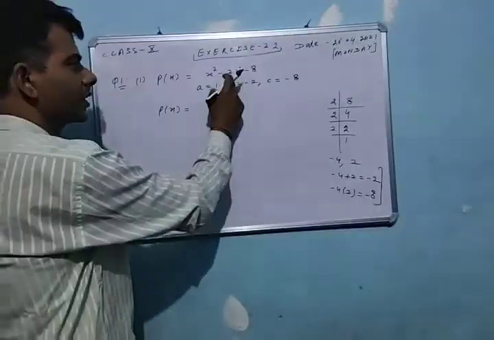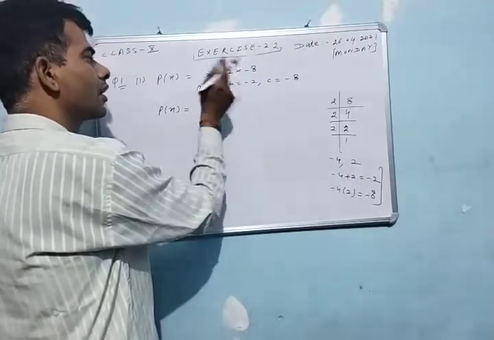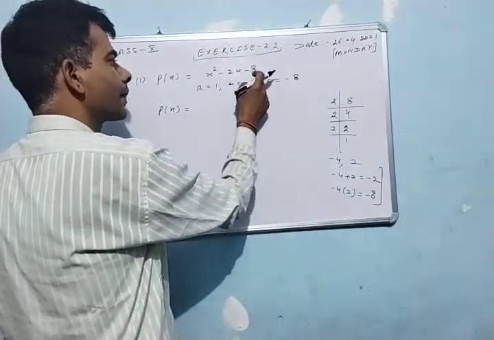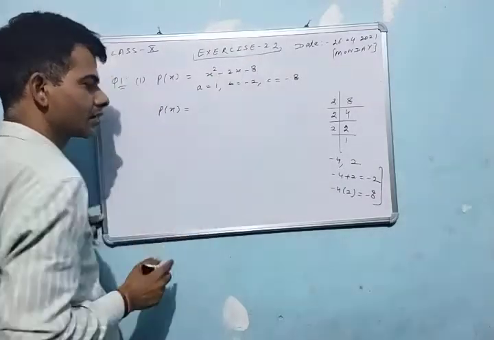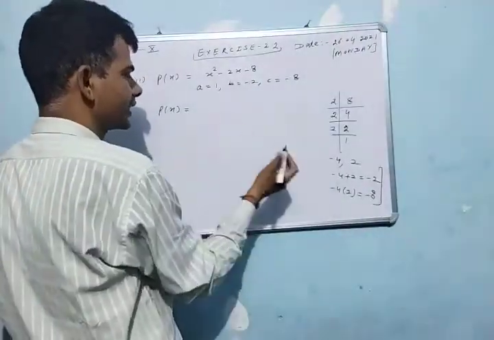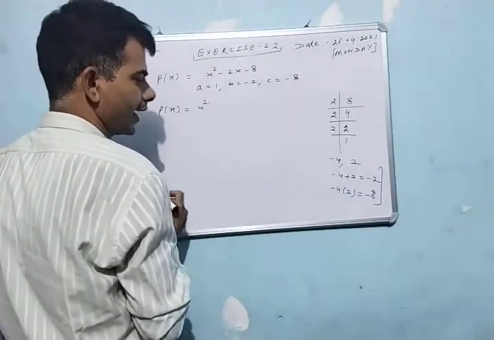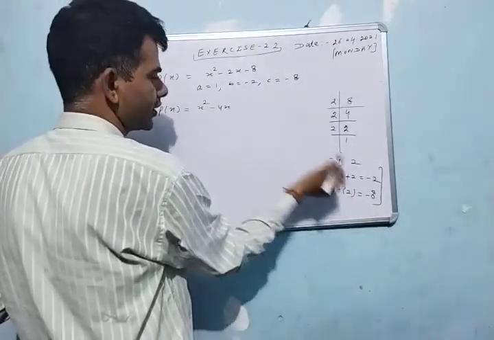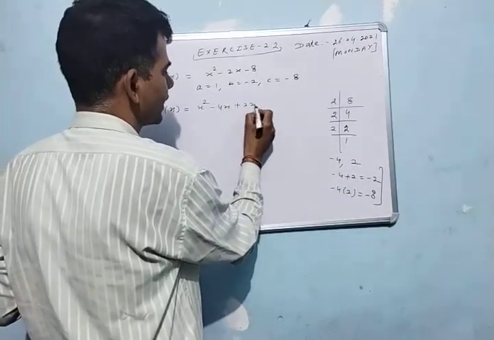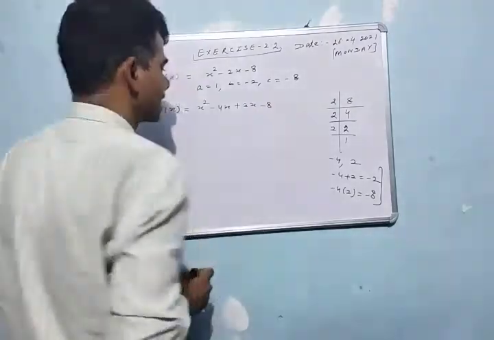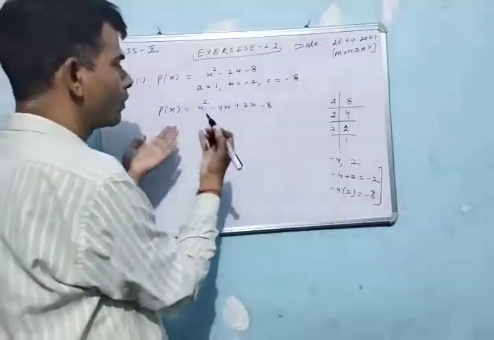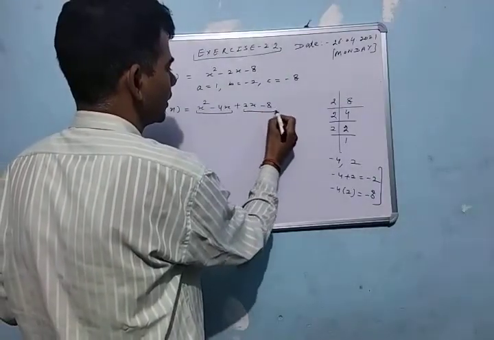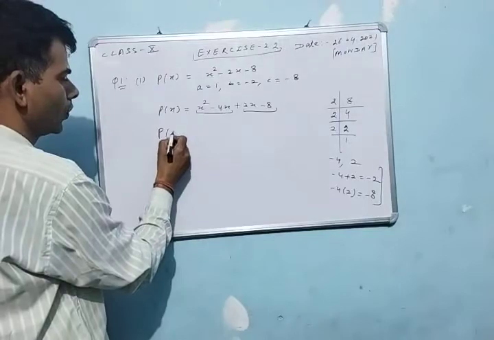Now we split the middle term. First term and last term will remain as they are, and we will split the middle term. Now student, you can write x square minus 4x plus 2x minus 8. Now student, what is common in the first two terms? What is common in the last two terms?